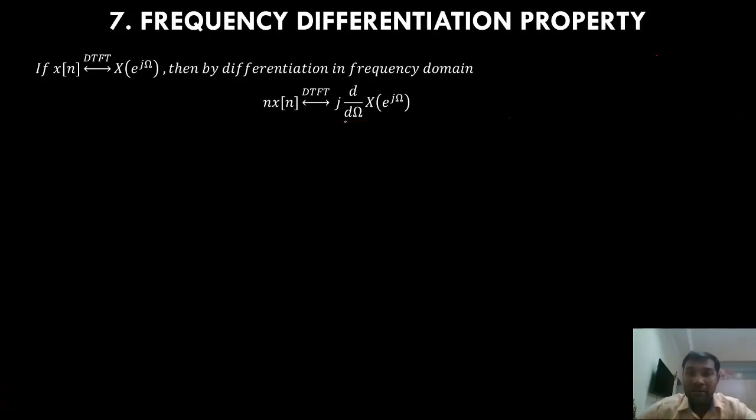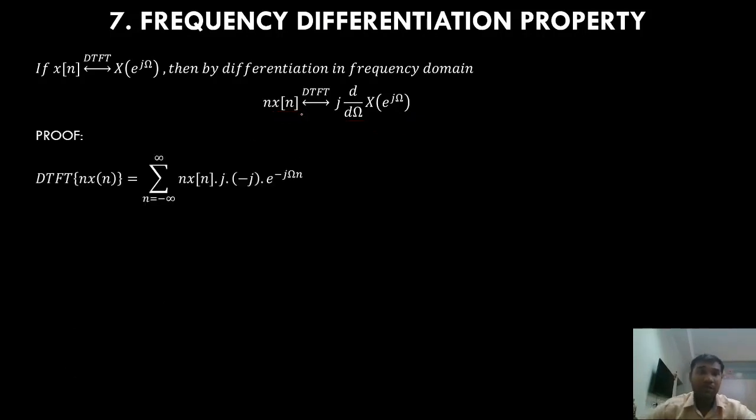Now I can differentiate the DTFT, because the DTFT is a continuous function. Previously I was not able to differentiate my time domain signal, so I took the differencing property there. Now I can differentiate the frequency domain signal, so I will differentiate it. That is frequency differentiation. Now let me prove this.